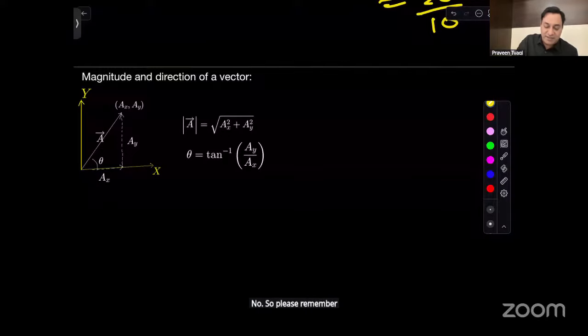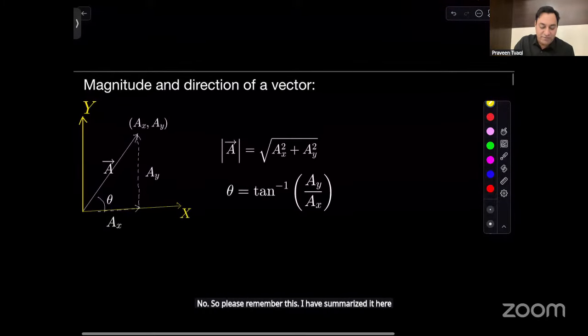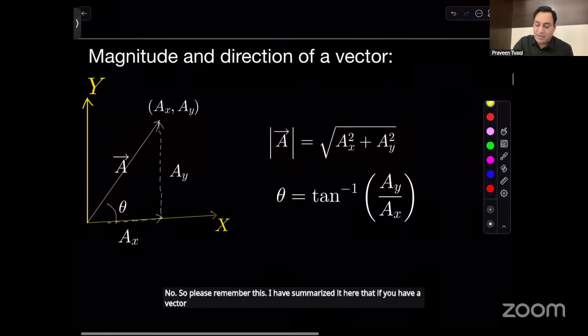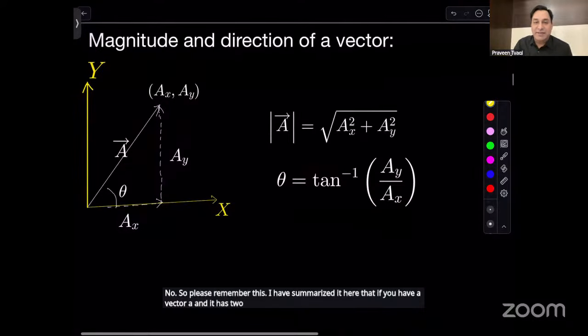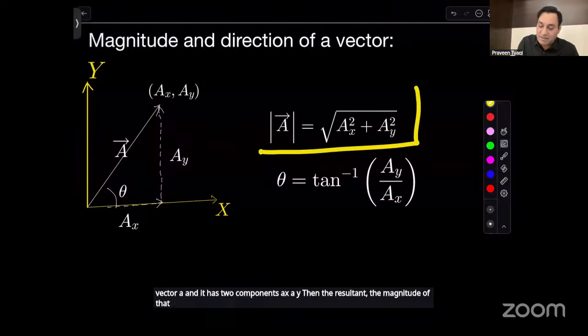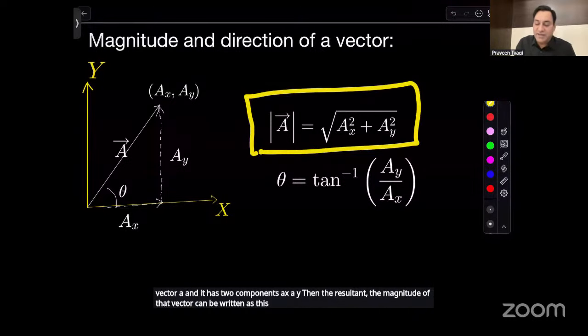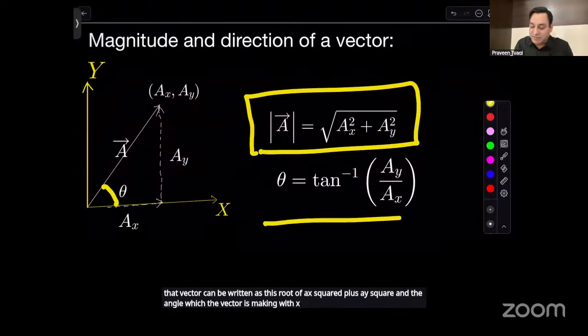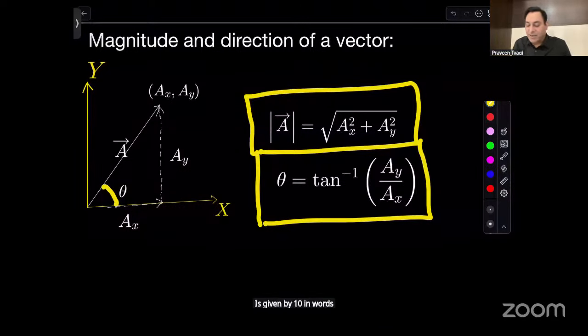I have summarized it here: if you have a vector A and it has two components, AX and AY, then the magnitude of that vector can be written as root of AX square plus AY square, and the angle which the vector is making with the x-axis is given by tan theta equals AY by AX, so theta will be tan inverse AY by AX. Just remember this result.